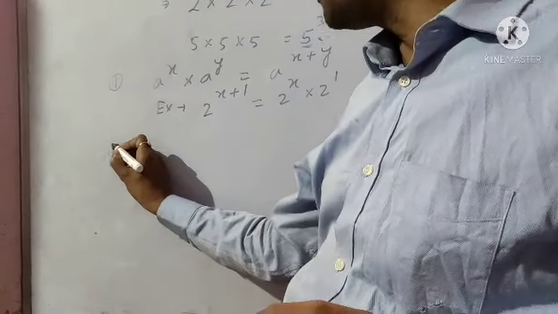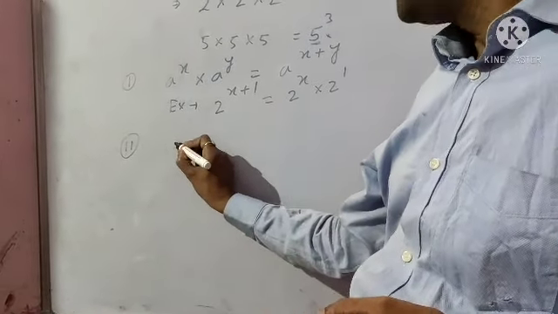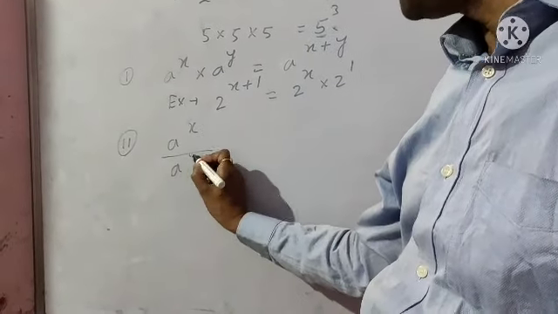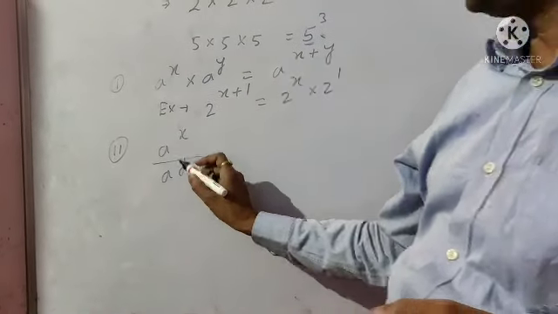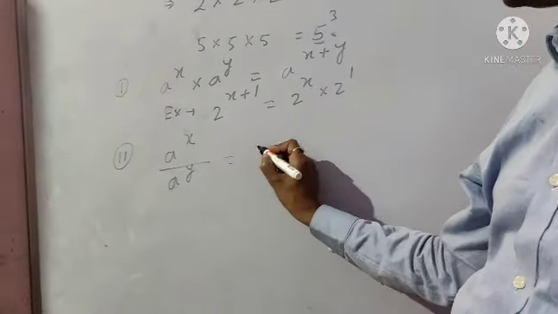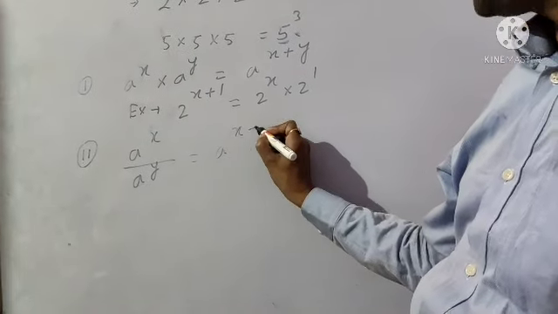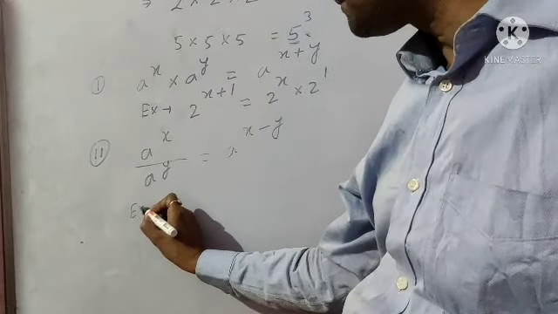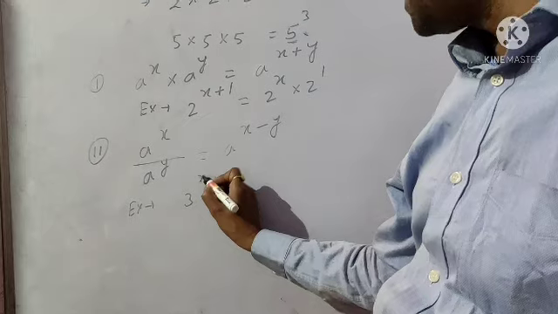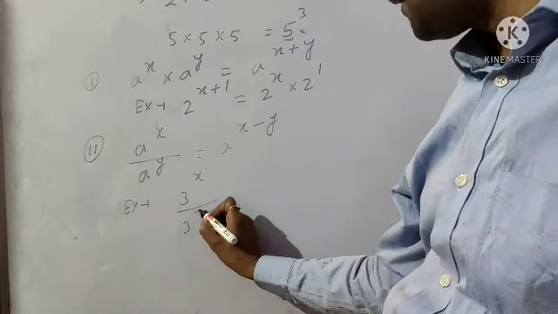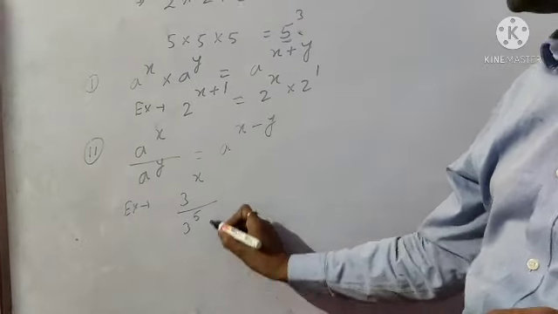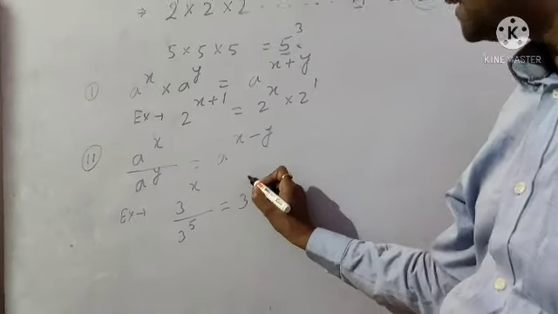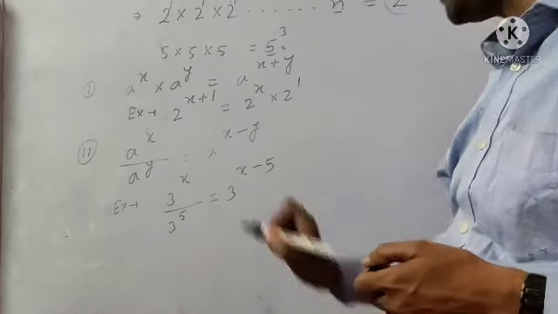Okay, student. The second formula is a to the power x divided by a to the power y. If bases are equal and the powers are in the form of division, then we can write a to the power x minus y. Okay, student, this is the second formula. For example, suppose 3 to the power x divided by 3 to the power 5. Look here, bases are equal, so we can write here 3 to the power x minus 5.